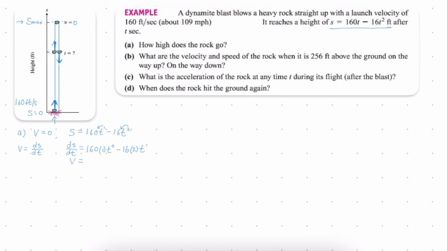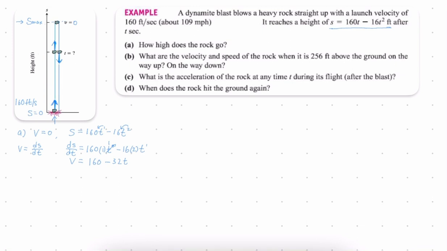We understand that ds over dt is our v. v is equal to 160 times t to the power 0, which is still 1, so it's 160 minus 16 times 2, we get 32, so 32t. So v is equal to 160 minus 32t. This is what we have.